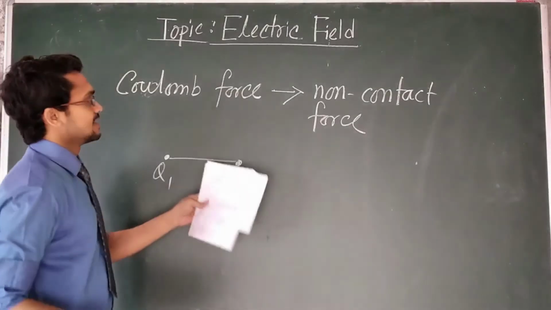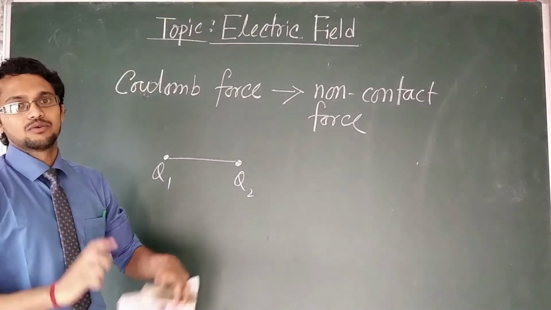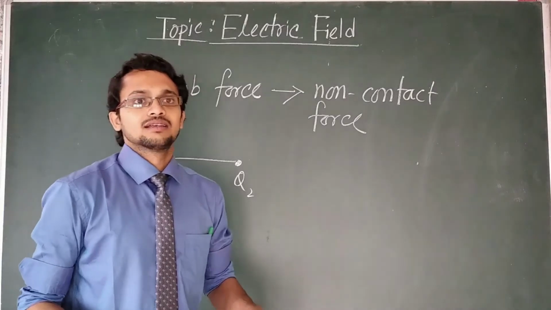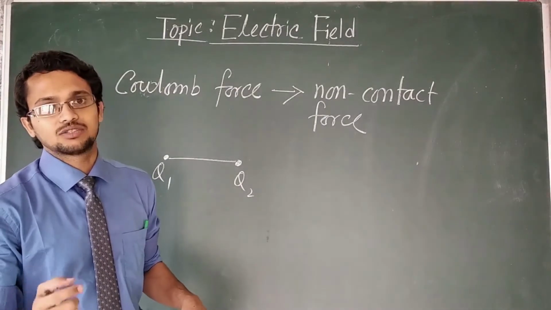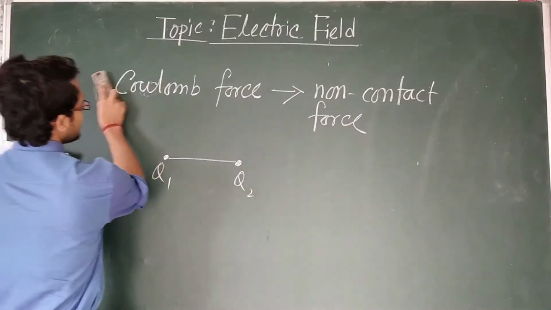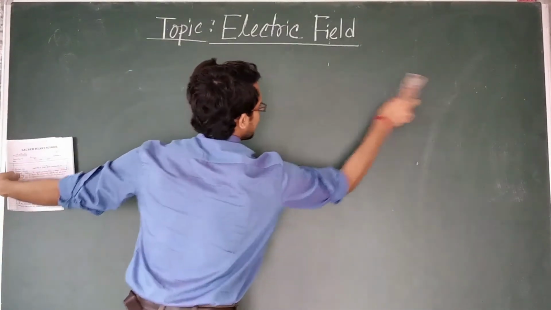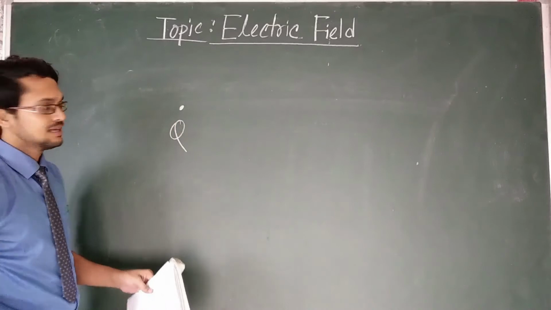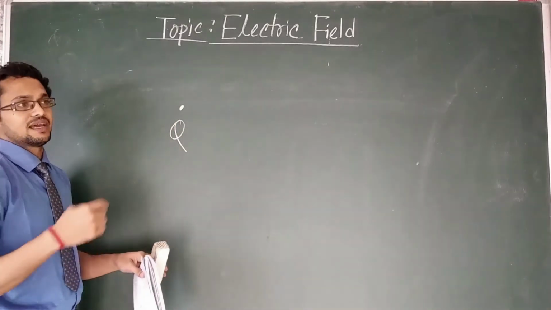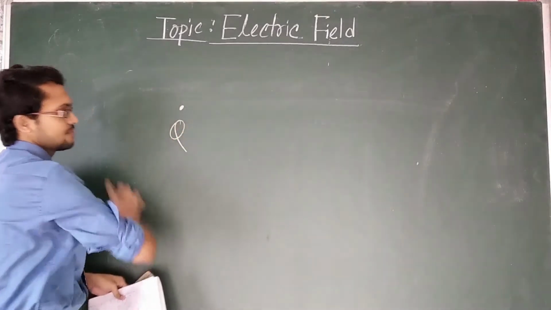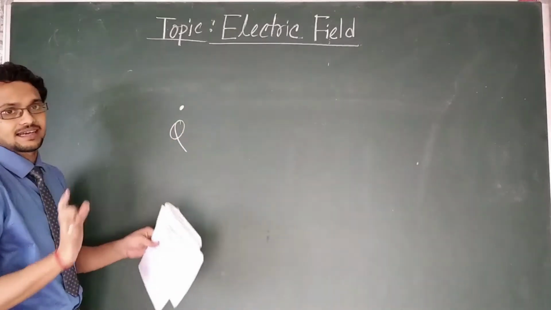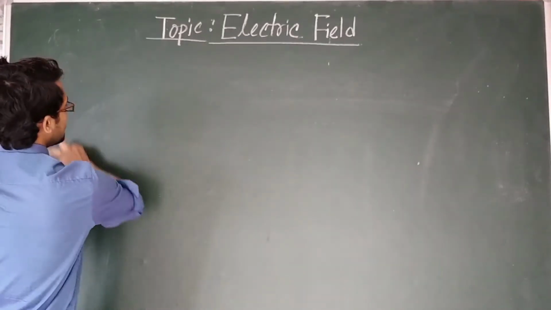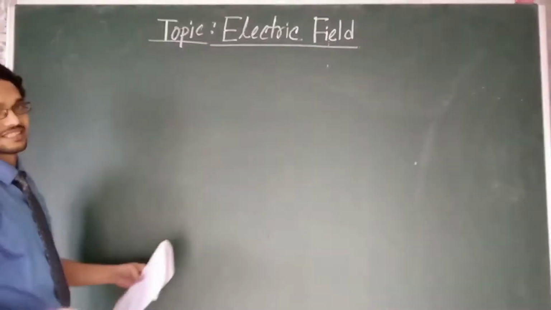Now electric field is a region around a charge, a region around a charge where the electrical effects of that charge will be applicable. So if we place a charge in a space, suppose this is a charge placed here, then this charge will affect the other charges in this region. So this region is the electric field of this charge. Understand?